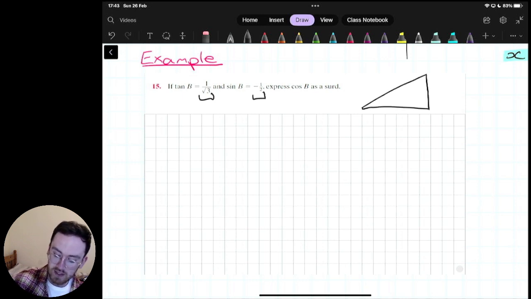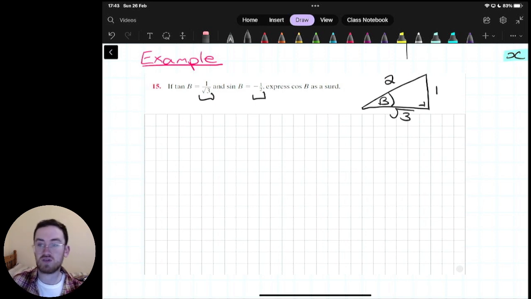So if this is my angle b, in a right angle triangle, sine is opposite over hypotenuse. So my hypotenuse must be 2, my opposite must be 1. And again, tan is opposite over adjacent, so my adjacent side must be root 3. This is an example of where we might have to use this sort of question to find another ratio. But for this question, we're just looking to get cos b as a surd.